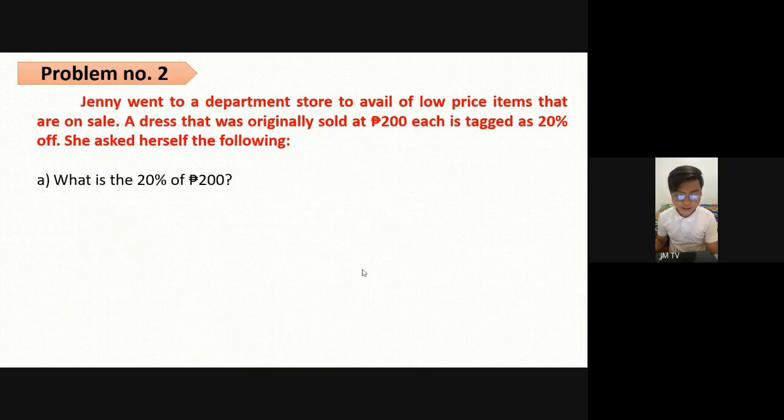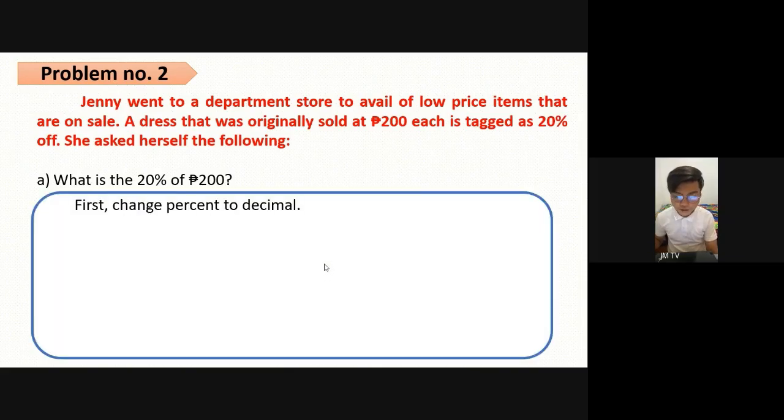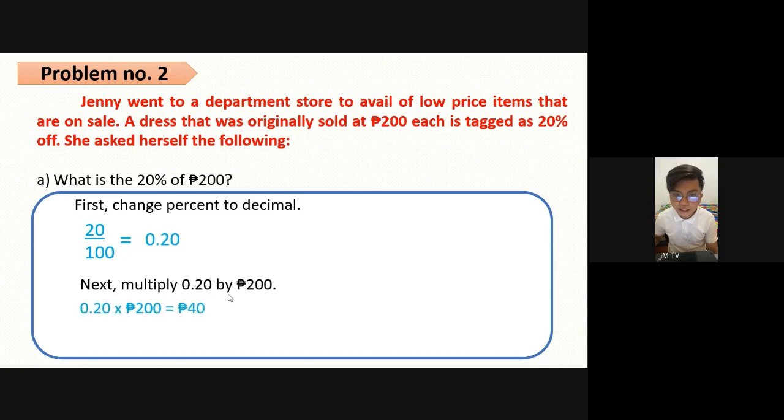So, for question letter A, what is the 20% of 200? First, change the percent to decimal. 20 divided by 100 is equal to 0.20. When you change to decimal, just divide by 100, or move the decimal point to the left. For example, there is a decimal point in 20, after the 0, so we just move 2 places to the left. So 1, 2, that is why it became 0.20. We have changed the 20% to decimal, now let's multiply. Multiply 0.20 by 200 pesos. When we multiply that, our answer is 40 pesos.